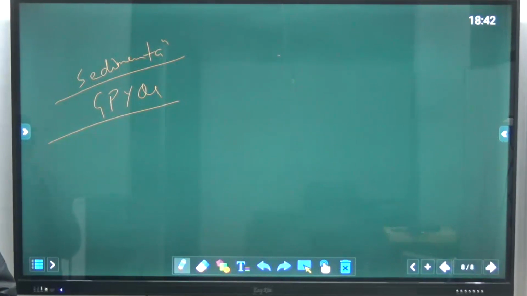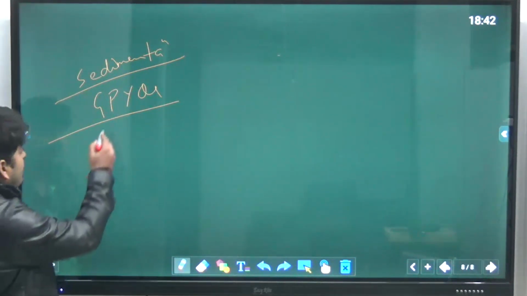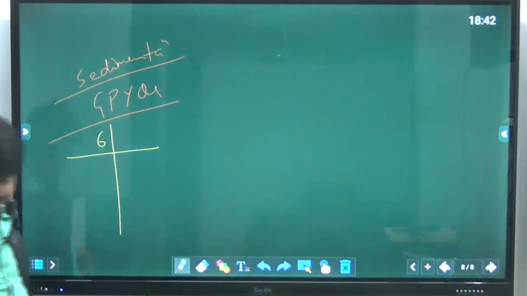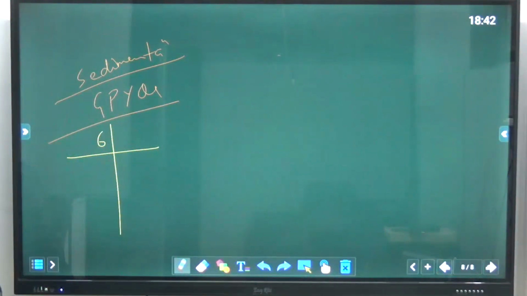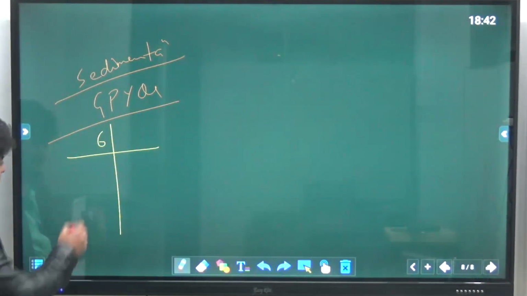Now about the sedimentation. There are so many questions, like question number 6. मैंने इसमें मार्क नहीं लगा रखा था, तो दूसरी बुक में है, कोई नहीं, जल्दी जल्दी बता देता हूँ, it will not take time.